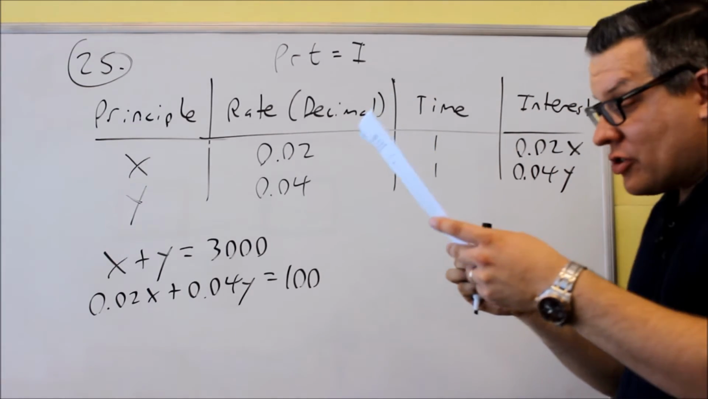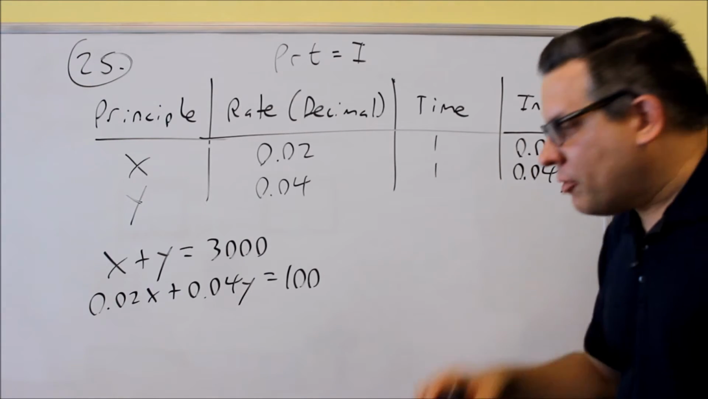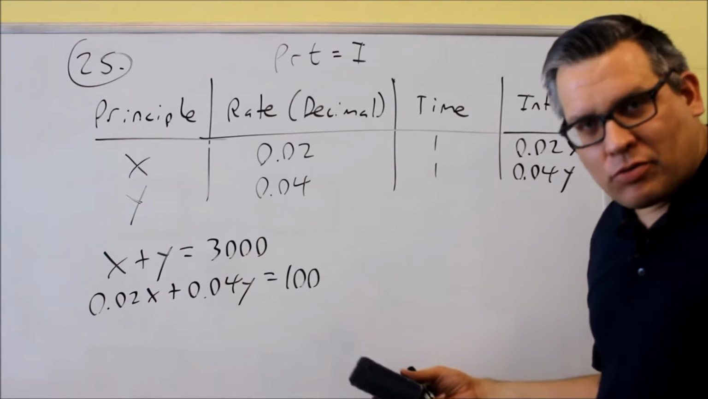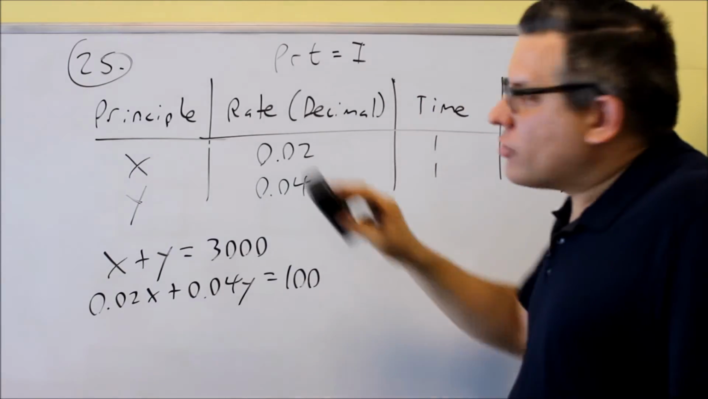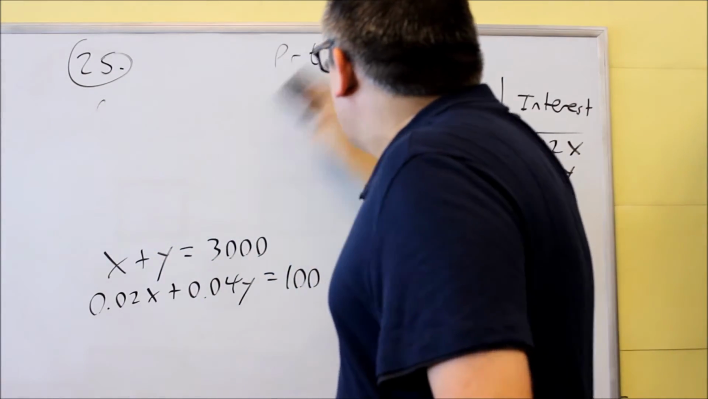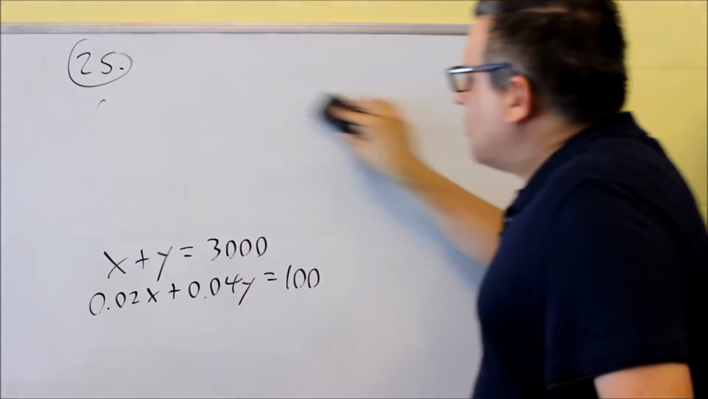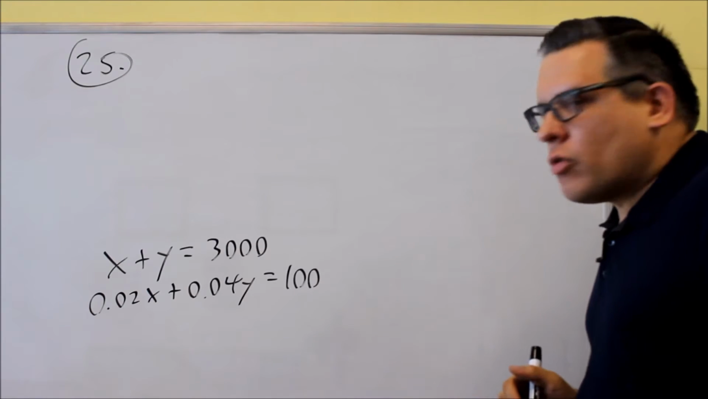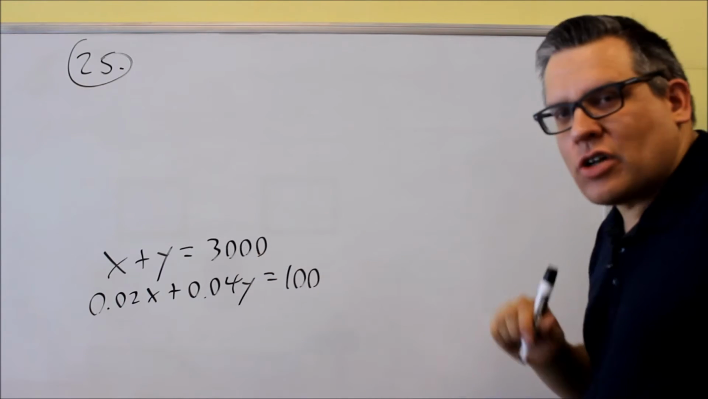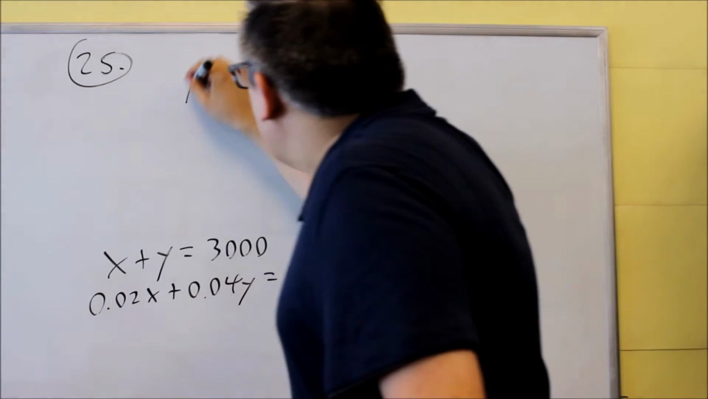Now I can solve this by using either substitution or elimination. I'll choose to do this one by substitution because I have single variables there, but just know that you could also do this by elimination. Let me erase this. That chart was just to help you get to these equations here. I can either solve for x or y, it doesn't matter. Let me solve for y.